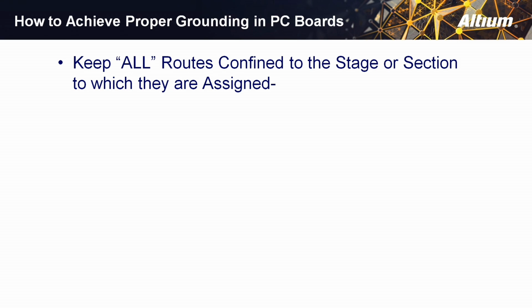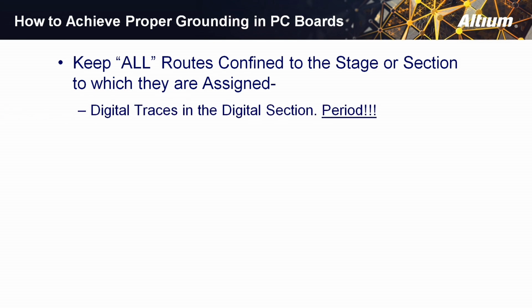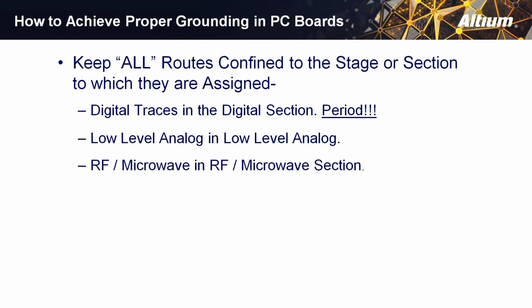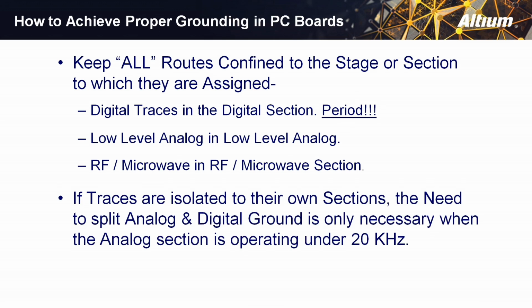Keep all routes confined to the stage or section to which they are assigned. All the digital in the digital area only, all the low-level analog in the low-level analog area, all the high-frequency analog or microwave in its own area, and so on and so on. If traces are isolated to sections, you typically do not have to split planes as long as you are operating above the audio range. If you have stuff that's in the very low end of the audio range, for that particular circuitry, you may have to split the ground plane. But at high frequencies, it is not necessary to split ground planes.